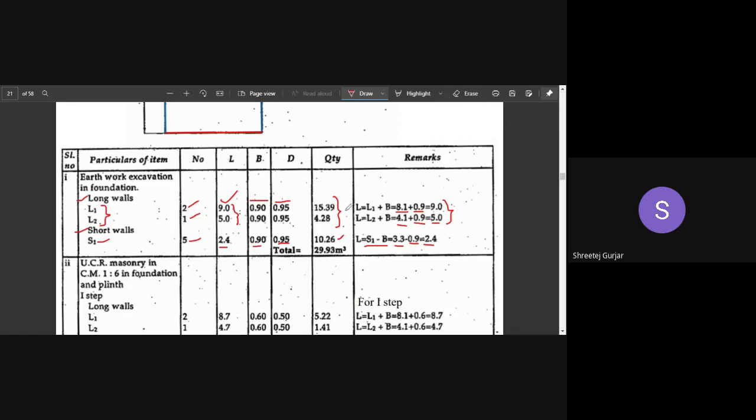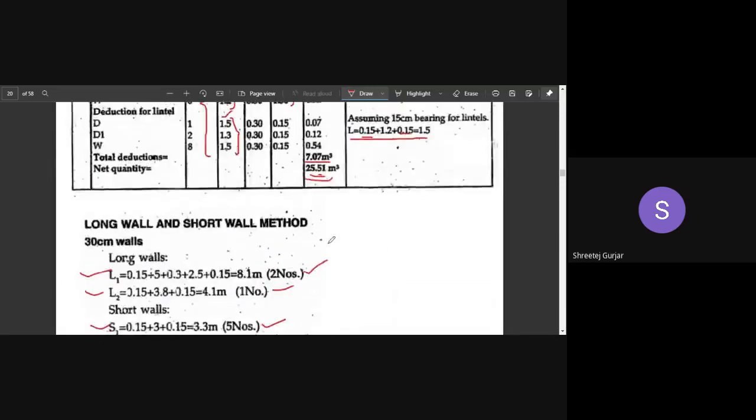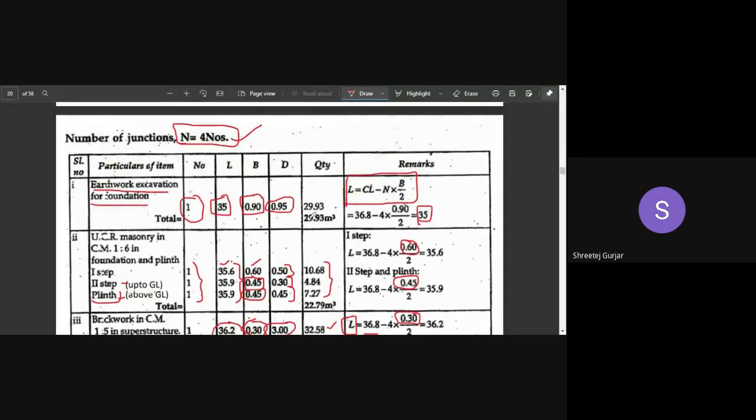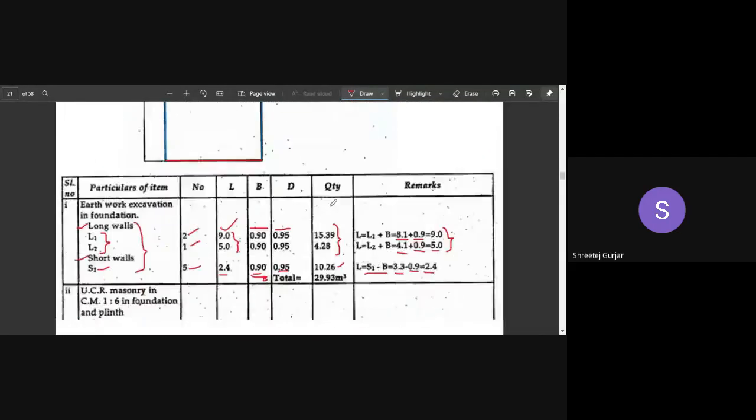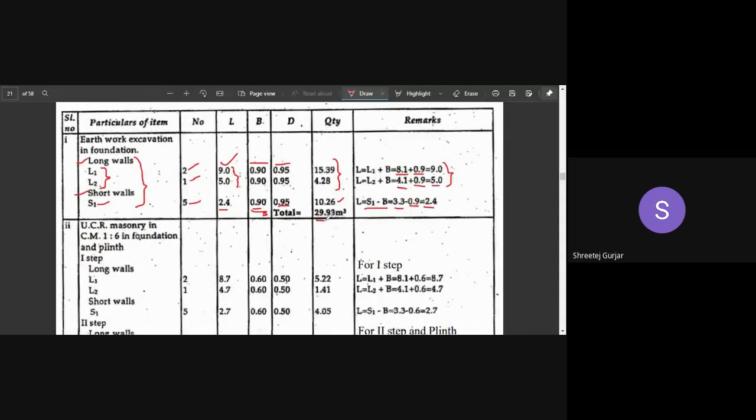So addition of long walls and short walls will get you your total quantity of excavation, 29.93. Let us look into whether we get the same. Right, we have got the same value. You can see in the center line method we had got 29.93, and also in the long wall short wall method we are getting the same quantity, that is 29.93.